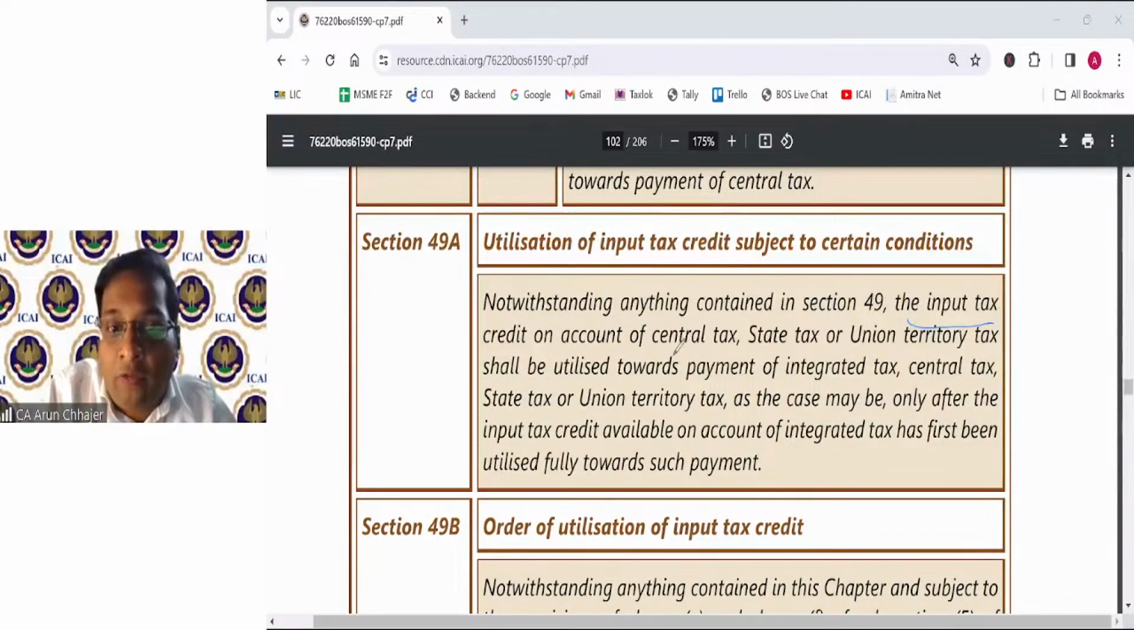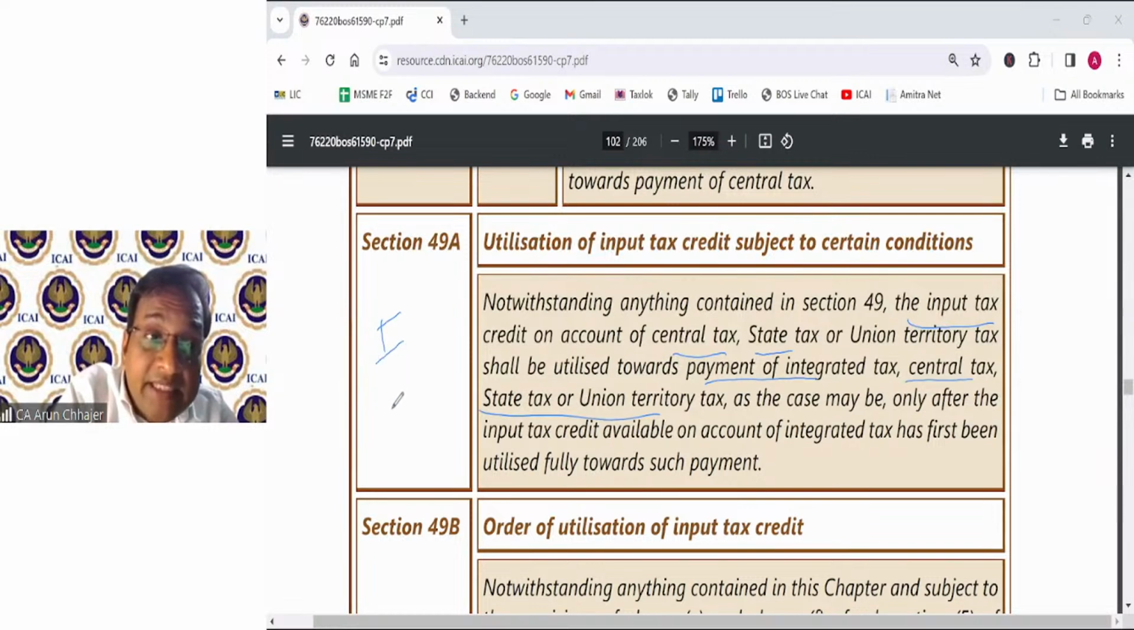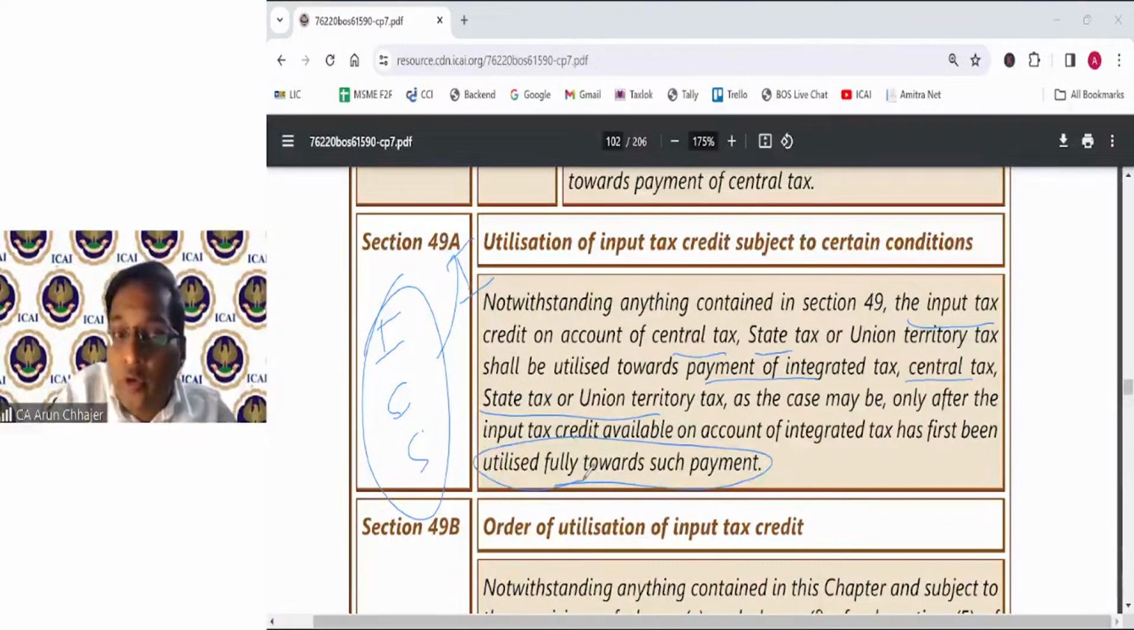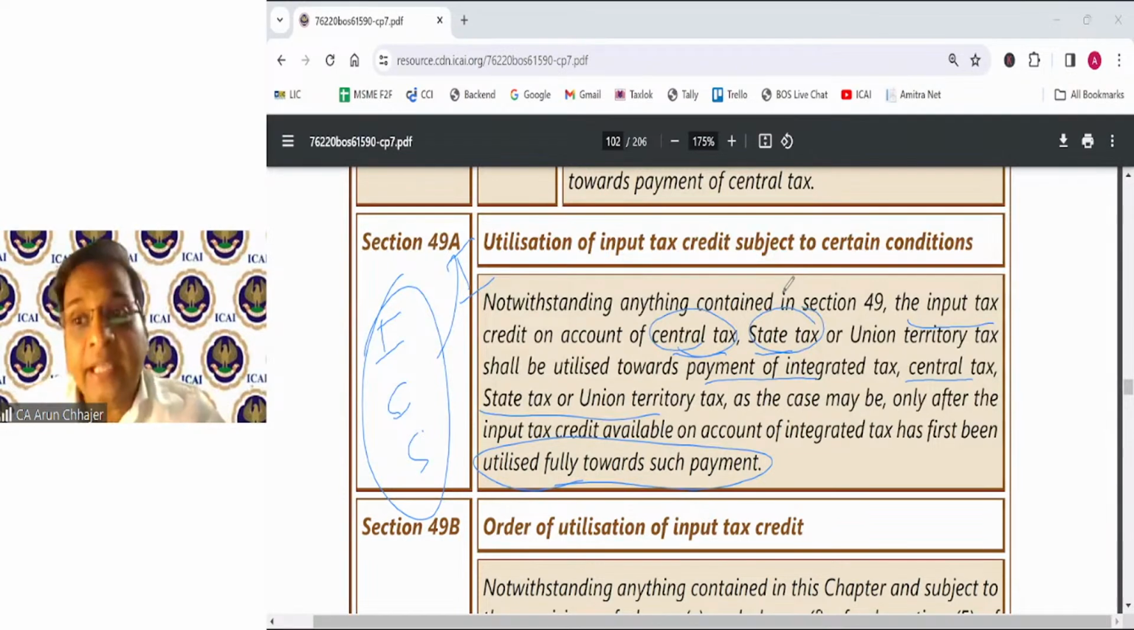ITC of C or S shall be utilized toward the payment of I, toward the payment of C or toward the payment of S. So if I has the liability, C has the liability, S has the liability, they will all take from I first. जब तक I पूरा utilize नहीं हो जाता, you cannot use the ITC of CGST and ITC of SGST for making the payment of any head. पहला point.